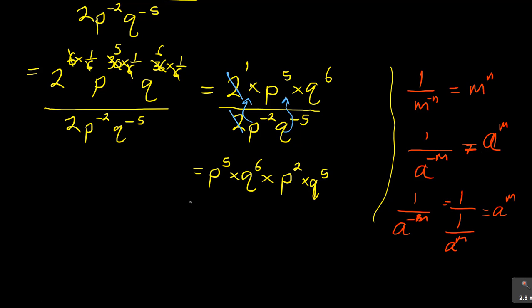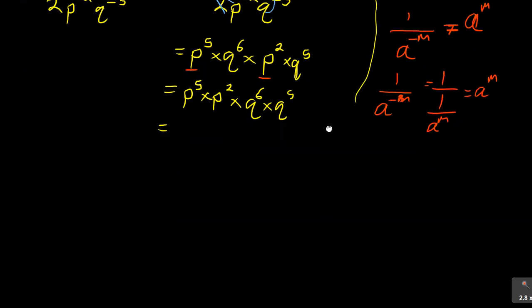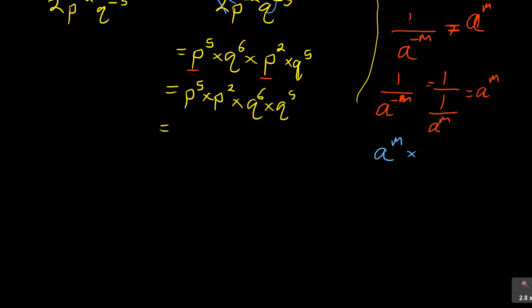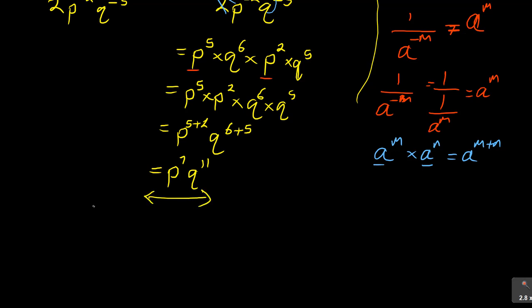Then when you've done that, you can simplify now using the first law, whereby if the bases are the same, you can see there is that base p and p, you bring it together, so it is p to the power of 5 times p to the power of 2. That's the first law you're going to use there. Again, q to the power of 6 times q to the power of 5. So when the bases are the same, you add the exponents. a to the power of m times a to the power of n is a to the power of m plus n. So here you're going to have p to the power of 5 plus 2 and q to the power of 6 plus 5. p to the power of 5 plus 2 is 7. q to the power 6 plus 5 is 11. So this is how you can simplify this kind of problem.